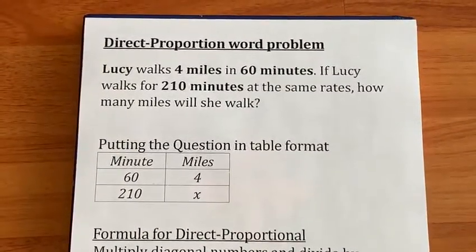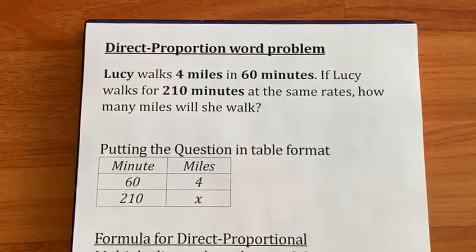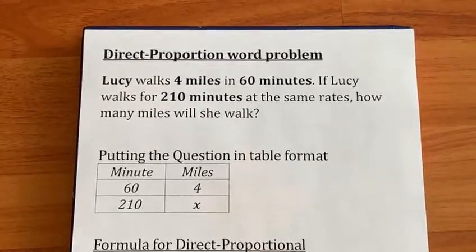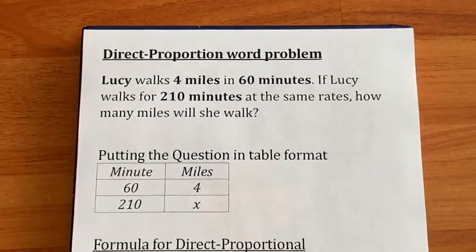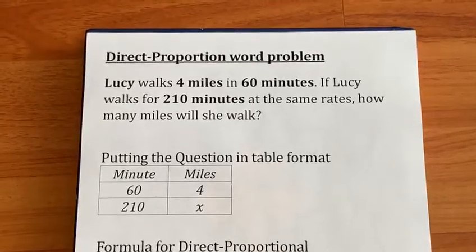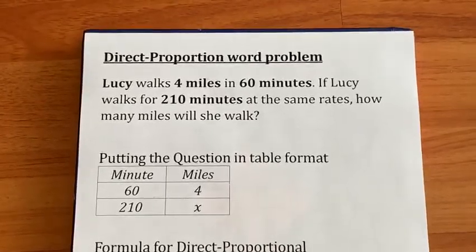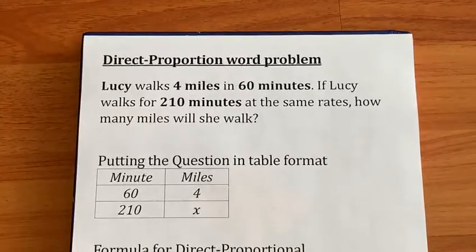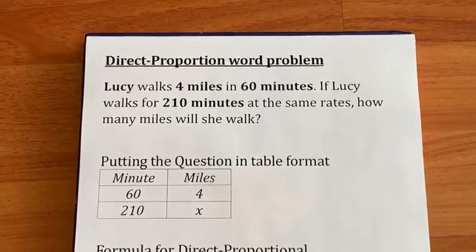Now that we know these terms and what they mean, let's get into this direct proportion word problem. Lucy walks 4 miles in 60 minutes. If Lucy walks for 210 minutes at the same rate, how many miles will she walk?